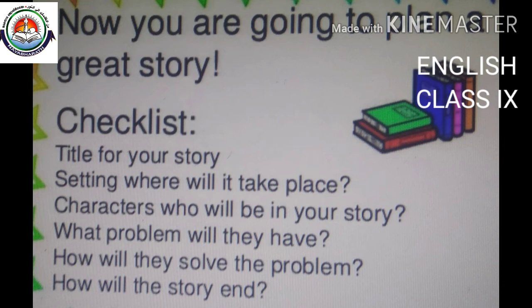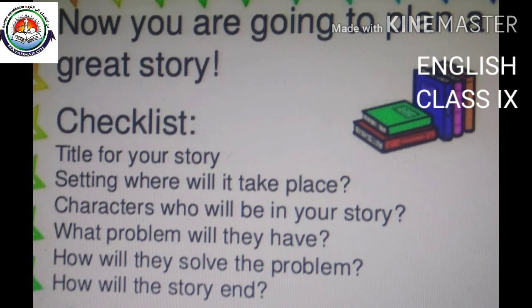The first thing is the title of your story. Make sure that the title of your story is beautiful and interesting. And then comes the setting where it takes place. The plot and the setting are very important. Where the story takes place, and what happens there, all those points are very important.